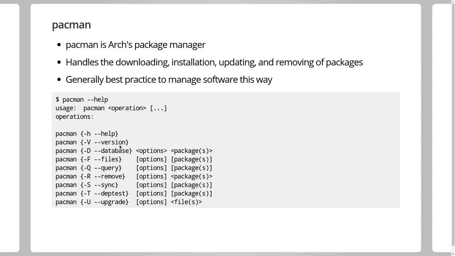So the first thing that we're going to talk about is pacman, which is Arch's package manager. Those of you who are a little bit newer to package management in general, keep in mind that these tools handle the downloading, installation, updating, and removing of packages on your system. And most Linux distributions follow this philosophy where you have a package manager that manages the actual software and you use only the package manager to manage software. So you have a consistent interface for interacting with what's installed, what needs to be upgraded, and so on.